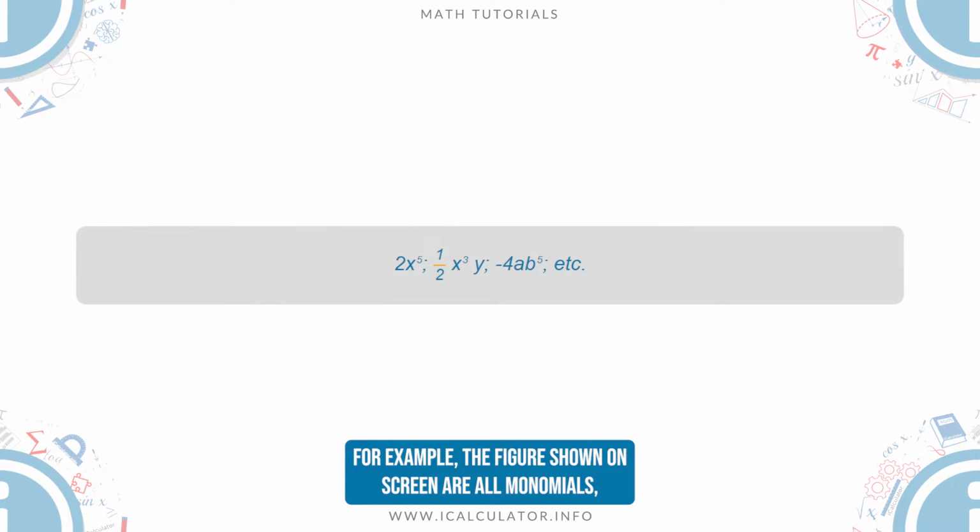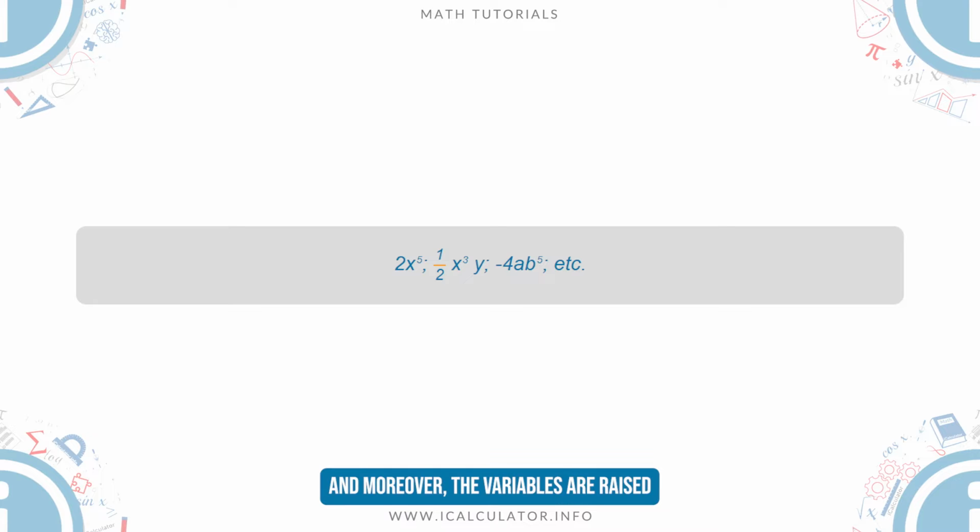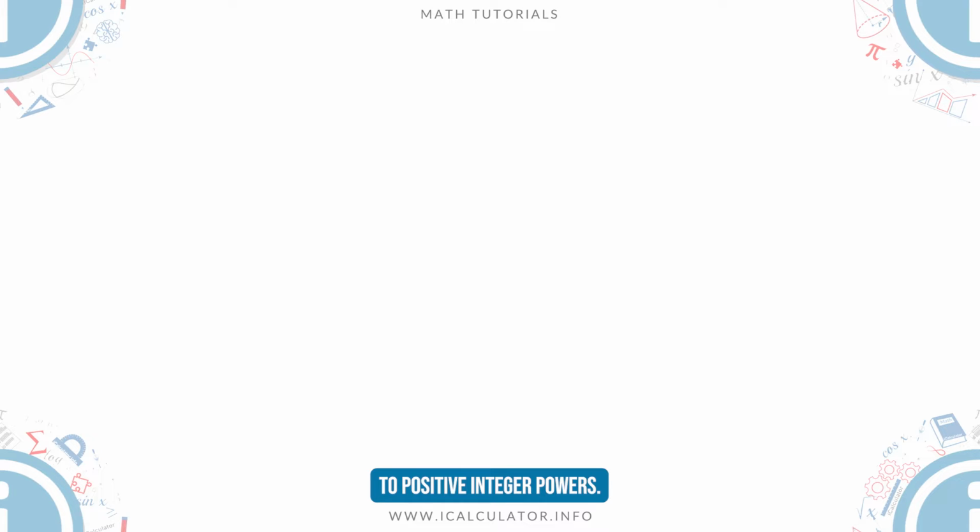For example, the expressions shown on screen are all monomials, as all variables are preceded by a number coefficient, and moreover, the variables are raised to positive integer powers.